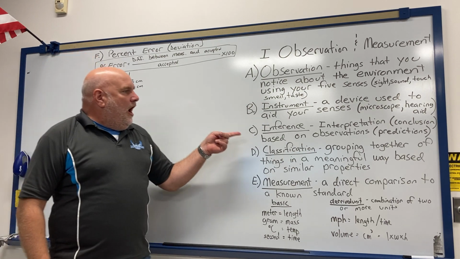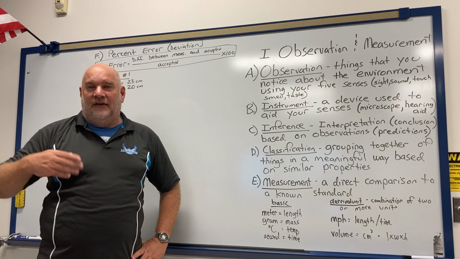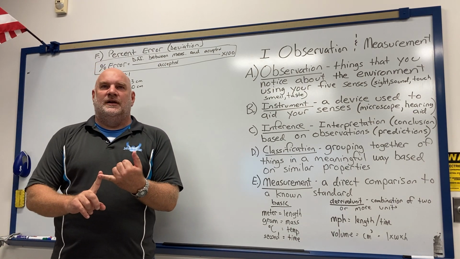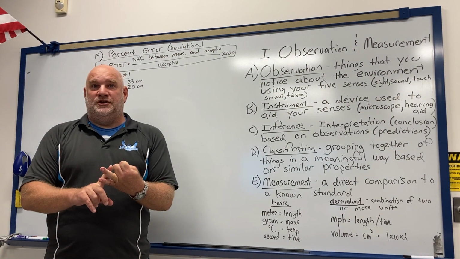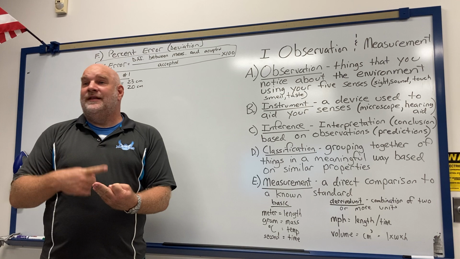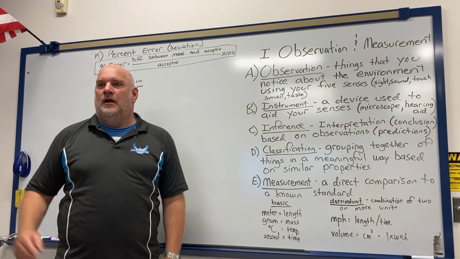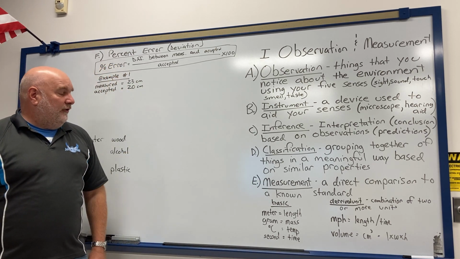All right. Predictions are examples of inferences, like a weatherman. You know, he makes a weather forecast. He's making observations about the wind direction. That's an observation. He might look at the clouds. That's an observation. He might look at a radar image. That's an observation. And then from those observations, he makes a prediction of what tomorrow's weather is going to be like. All right, so those are inferences.